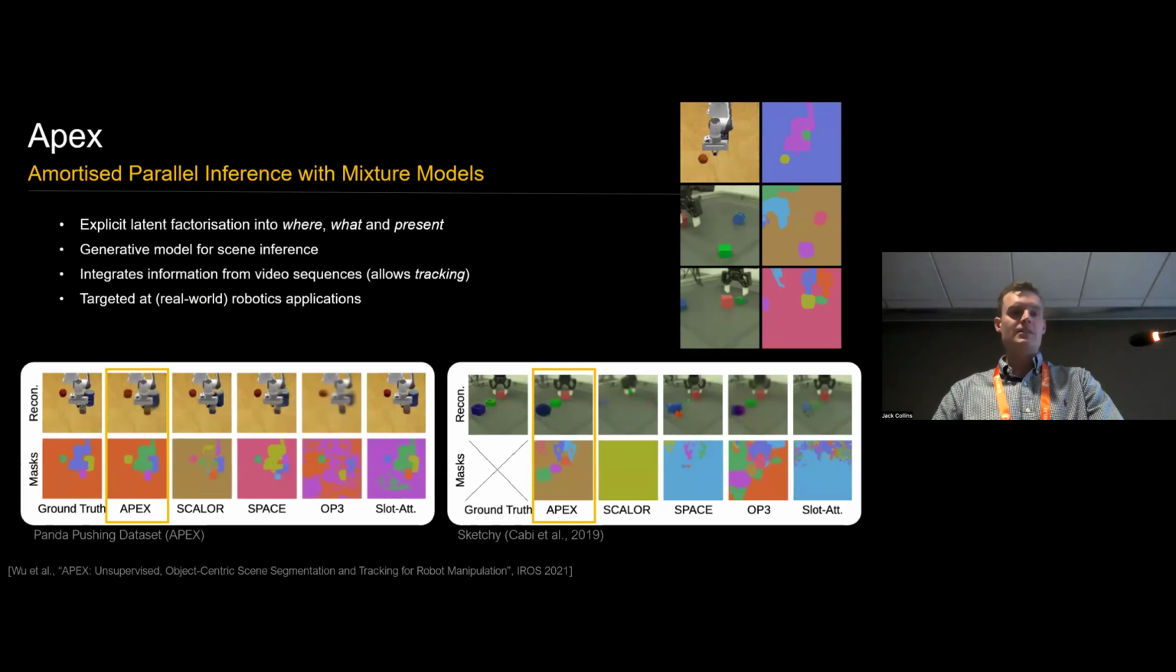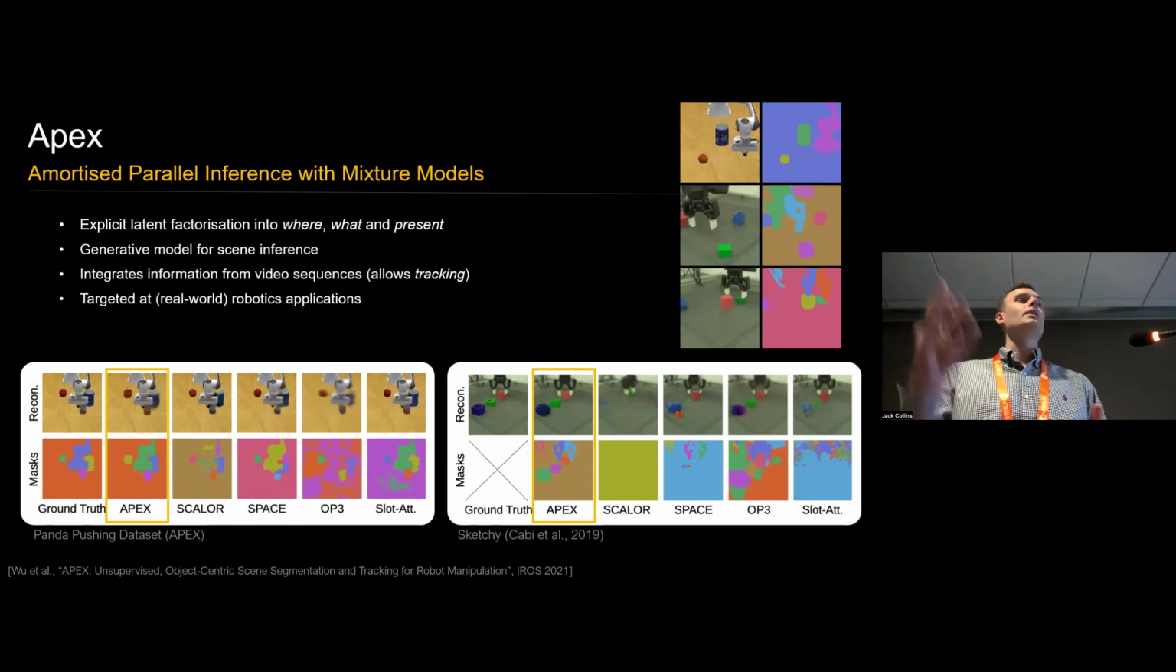Most recently, EJ came out with some work called Apex, which is an object-centric generative model that operates over video, and it does this for robotics. This is where it was pitched. It's supposed to work on real-world data, and it explicitly factorizes latent variables for where, what, and present.